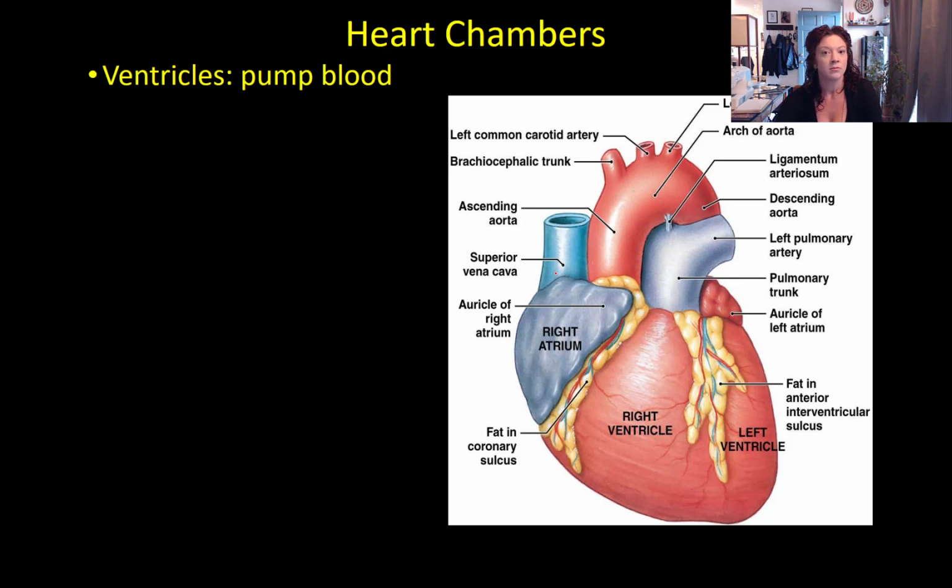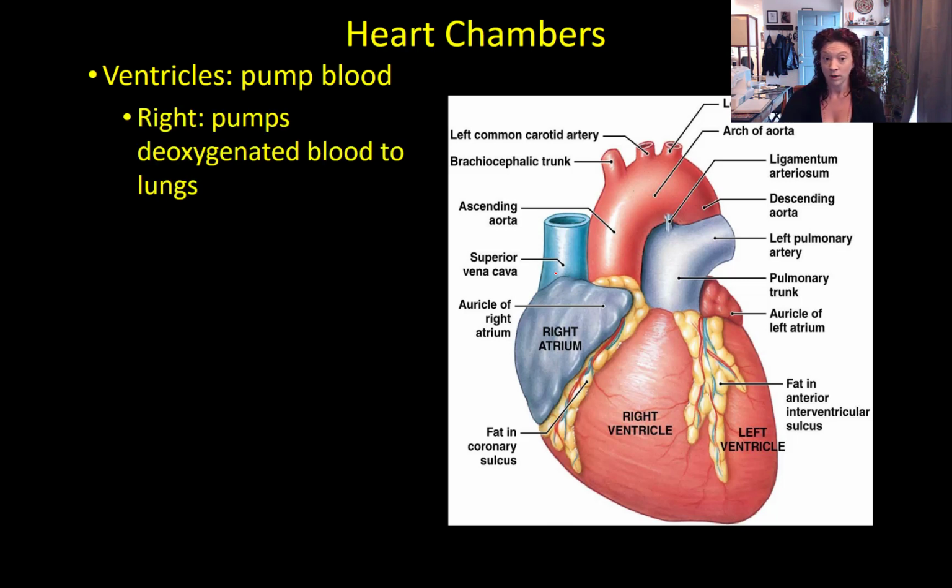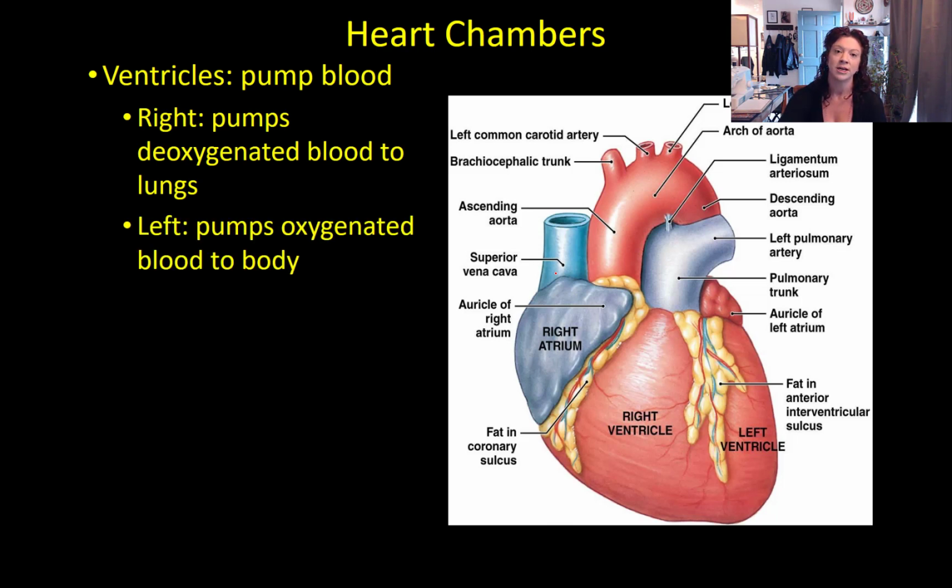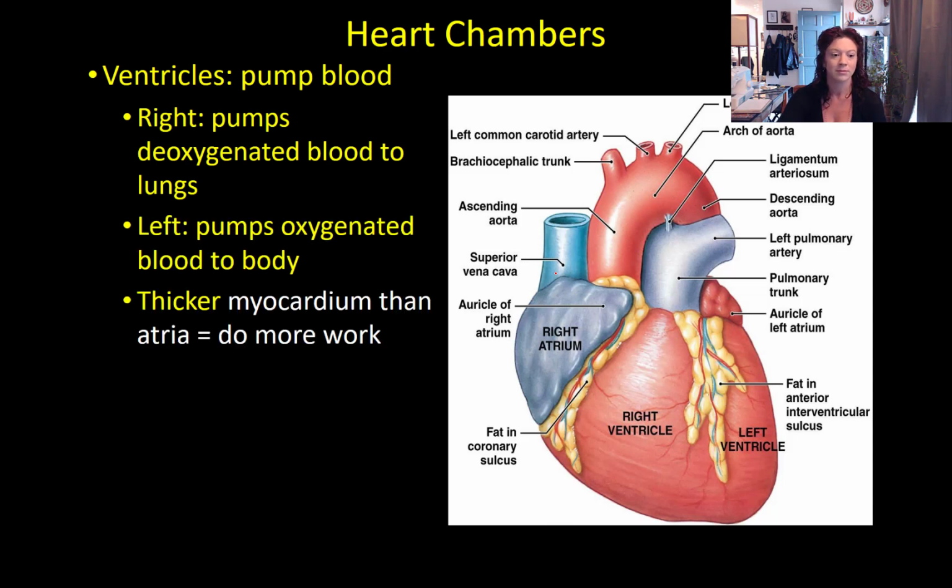Your ventricles are the chambers that are responsible for pumping blood out of the heart into another destination. The right one pumps deoxygenated blood to the lungs. Left one pumps oxygenated blood back to the body. Ventricle walls are significantly thicker than atrial walls. It's because the myocardium is thicker than in the atria, because these are the chambers that have to do the majority of the work. You need more muscle tissue to achieve that strong squeeze that allows blood to be shot out of the heart.